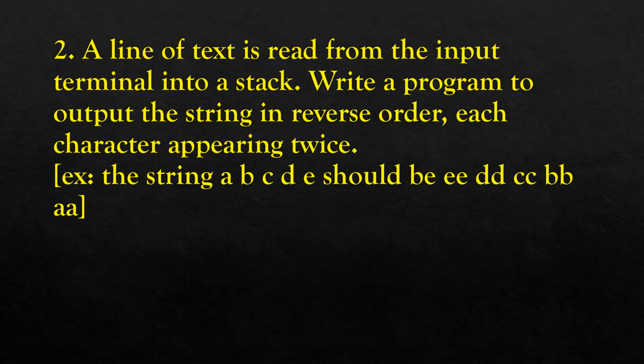Let's go to the second program. Here a line of text is to be read from the input terminal into a stack. Now the program is to output the string in reverse order, each character appearing twice. Let's say if the string is A, B, C, D, E, then the output should be double E, double D, double C, double B, and double A.